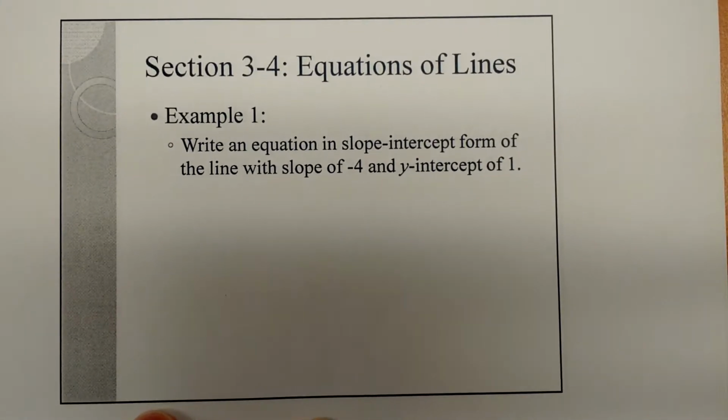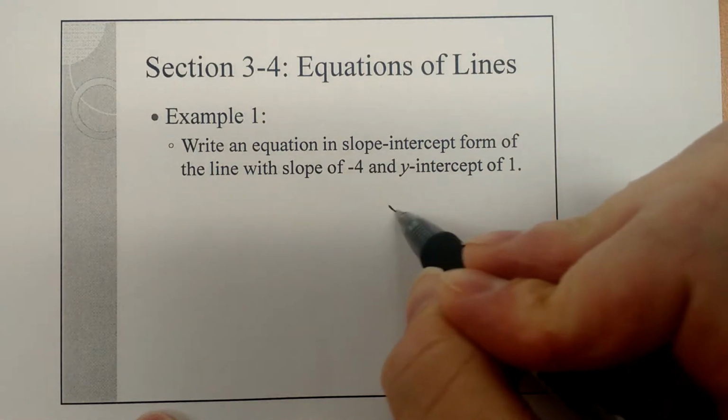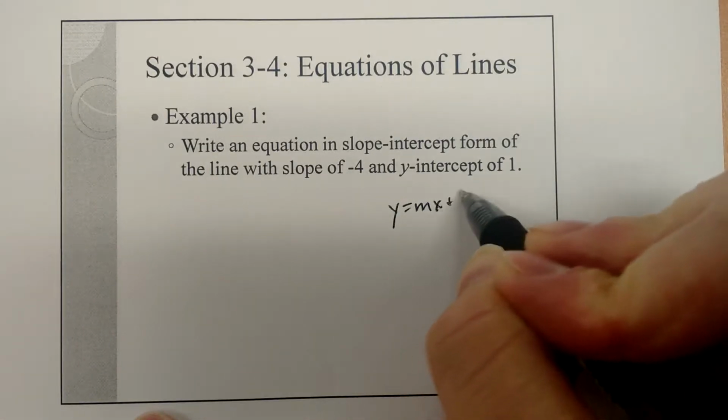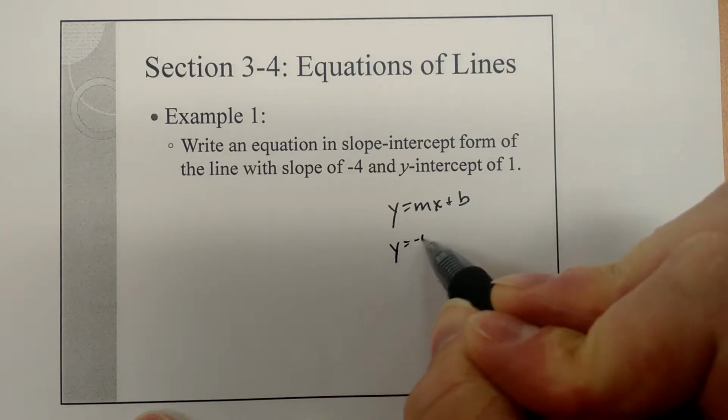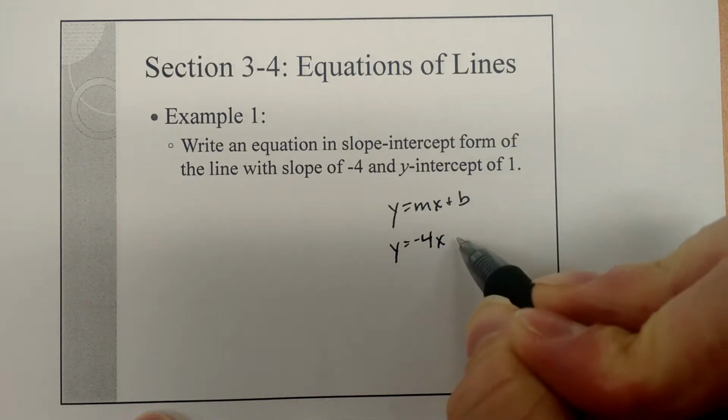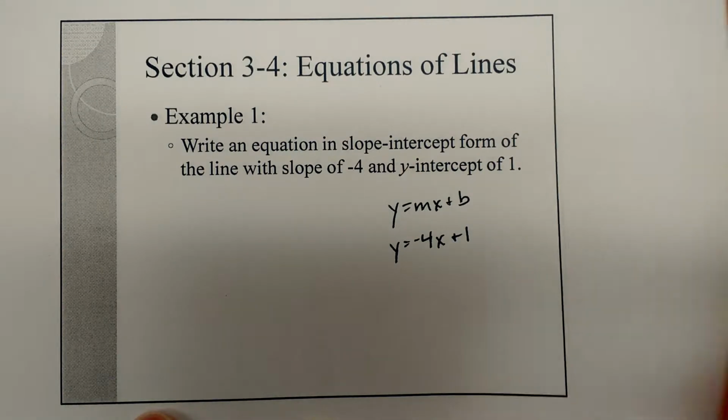at 2. So, example 1 here, write an equation in slope-intercept form of the line with slope of -4 and y-intercept of 1. So your general equation, mx plus b. So the slope is -4, so m becomes -4, intercept of 1.